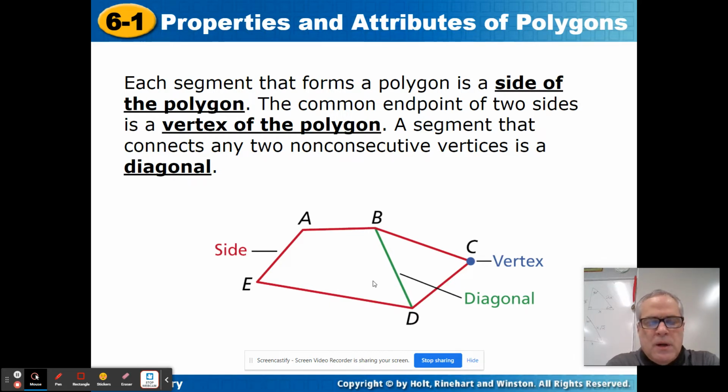Notice that in a polygon, the sides are made up of segments. The corners are called the vertices. And if you draw a segment from one vertex across to a non-consecutive vertex, one that's not right next to it, it's called a diagonal.